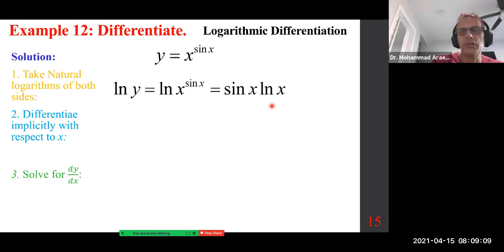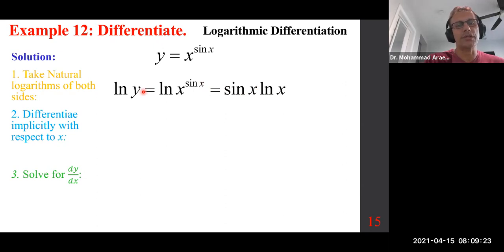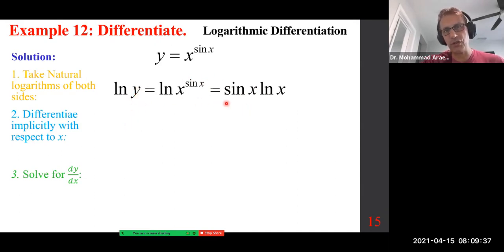I'm going to put a raised dot in between, saying that on the right side, if I want to differentiate, I need to use the product rule, the product of sine x and ln x. So let's differentiate both sides. This is ln y. So what do we do? Flip this over, 1/y. But remember, y is a function of x, so times y prime by the chain rule. Then we differentiate the right side using the product rule. Sine gives you cosine times ln x. Ln x gives you 1/x times sine x.